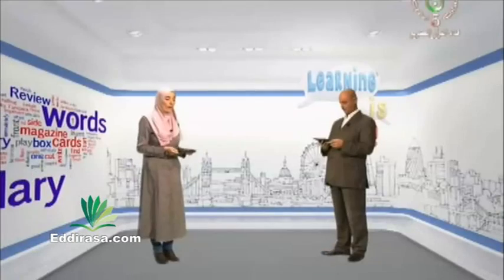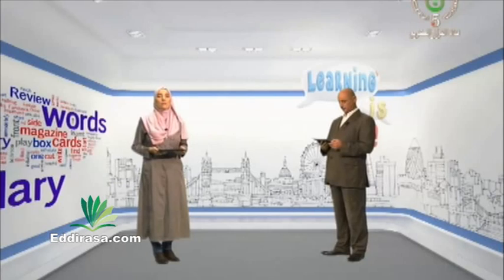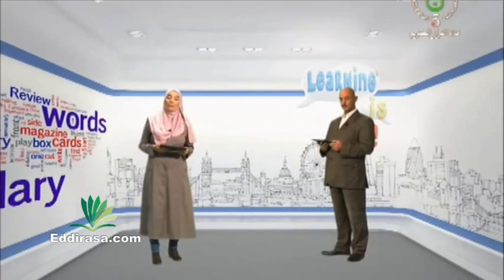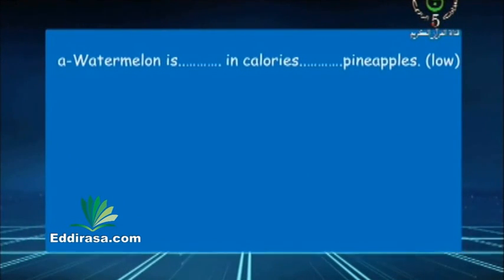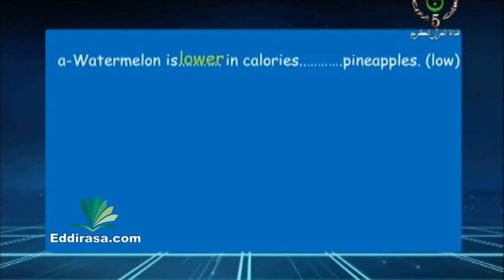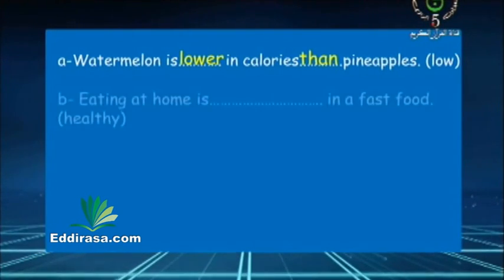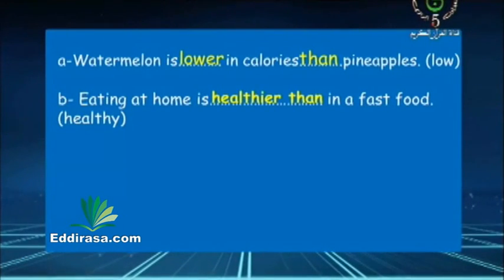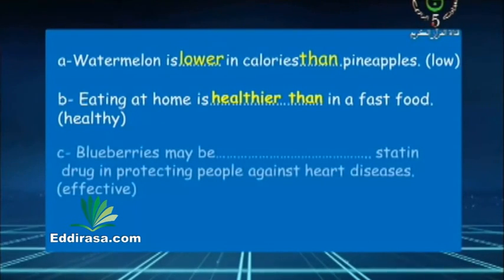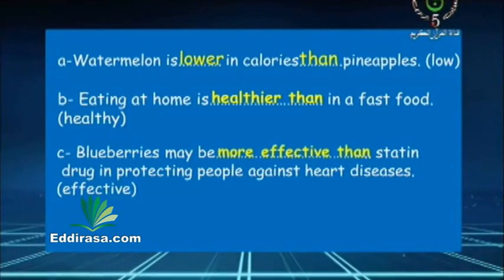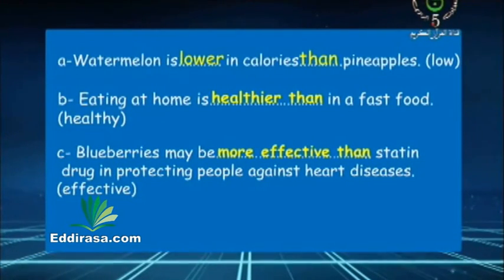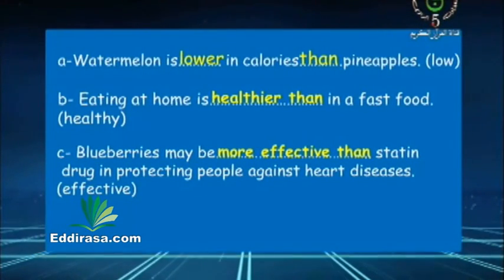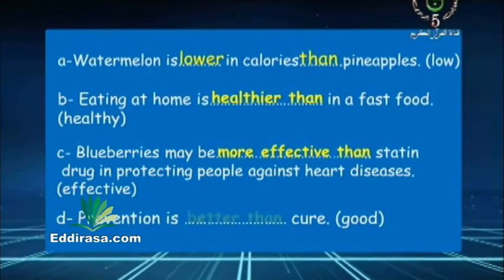Okay, so here we have different types of adjectives. So be careful when you put them in the comparative form. I guess you are already familiar with them. So we are just going to check if your answers were correct. So the first one, watermelon, we have the adjective low. A. Watermelon is lower in calories than pineapples. B. Eating at home is healthier than in a fast food. And that's a general rule. C. Blueberries may be more effective than statin drug in protecting people against heart disease. And D. Prevention is better than cure.